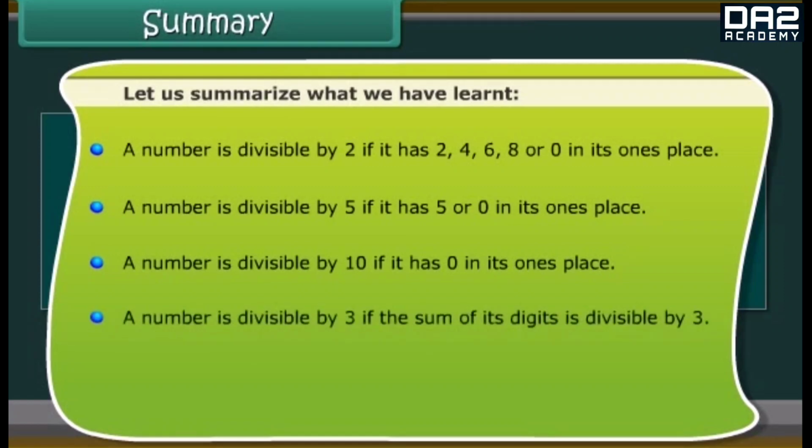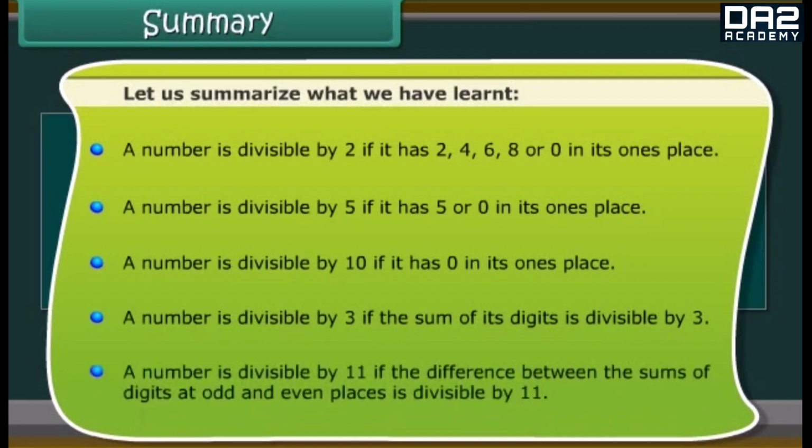A number is divisible by 3 if the sum of its digits is divisible by 3. A number is divisible by 11 if the difference between the sums of digits at odd and even places is divisible by 11.